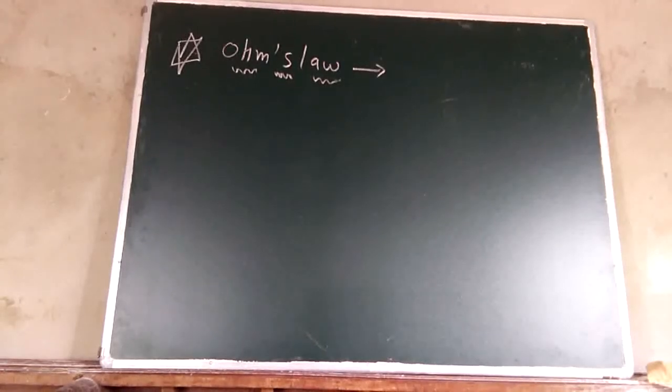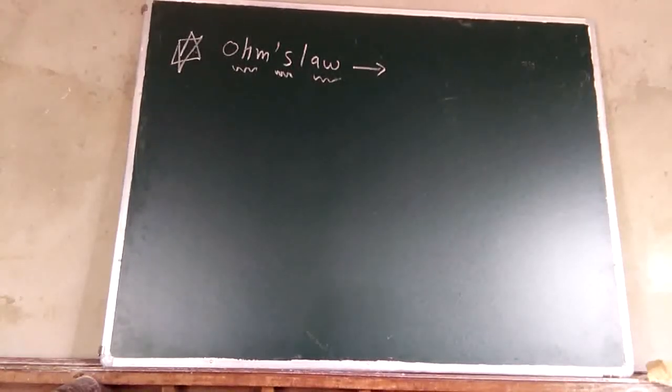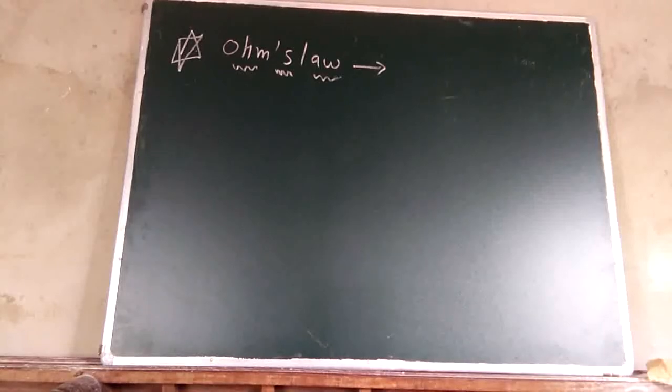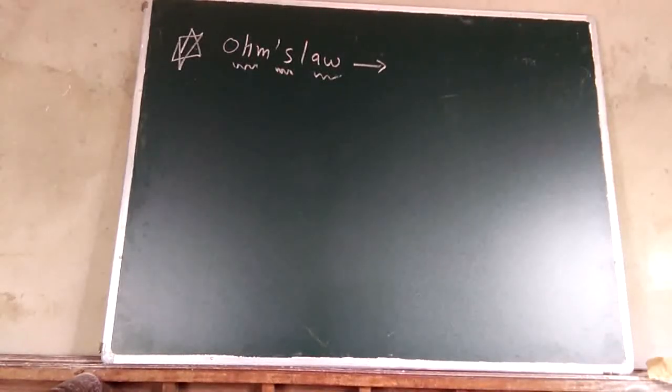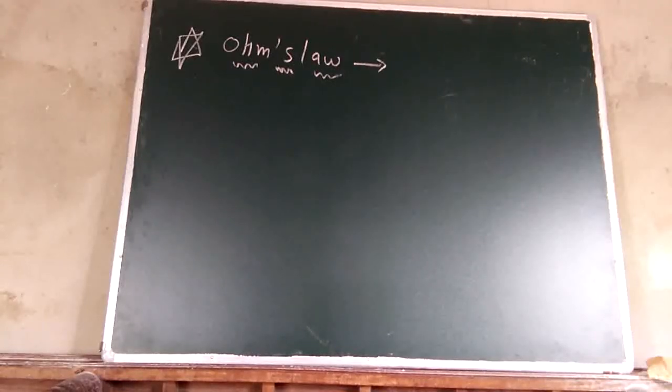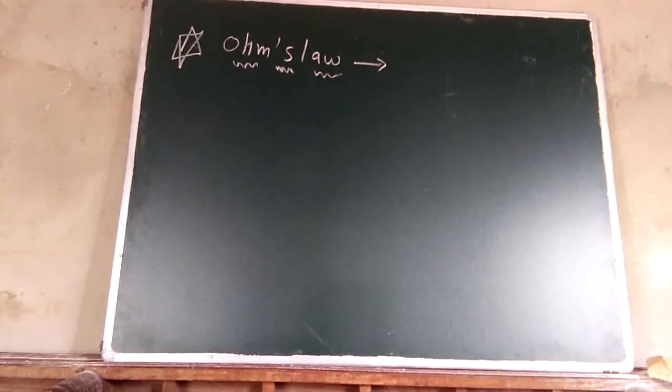Today we will discuss Ohm's law. The German scientist Simon Ohm derived a relationship between electric potential and electric current. This relationship is also known as Ohm's law. We also need to know what electric potential and electric current are. The rate of flow of charge is known as electric current.